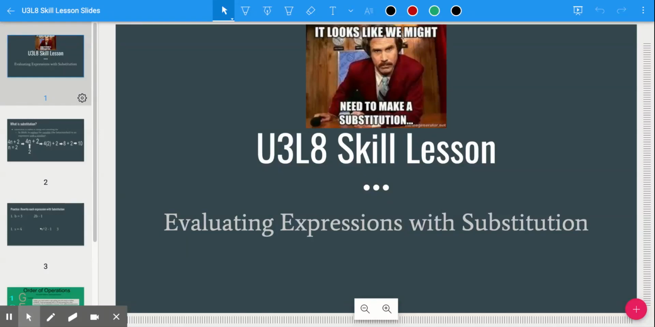Hello, mathematicians. Happy Wednesday. Let's go ahead and jump into our Unit 3, Lesson 8 skill lesson. We're going to get more practice here with evaluating expressions with substitution.